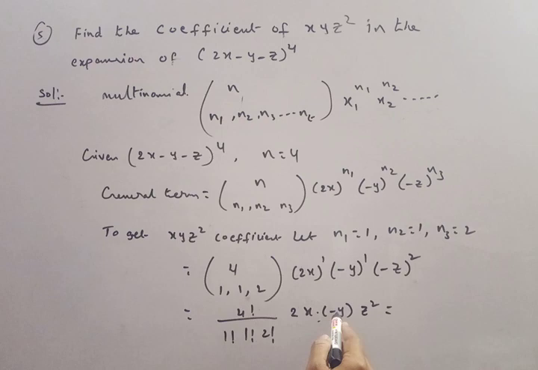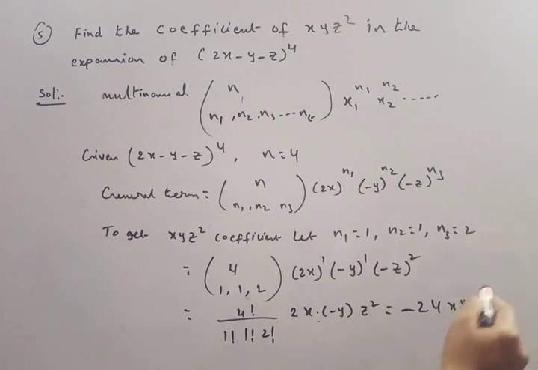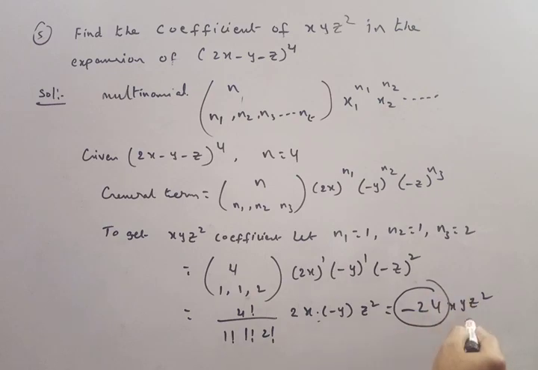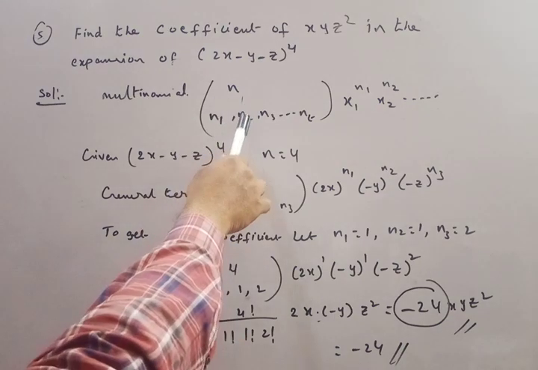So therefore, the required coefficient is how much? x y z square, we take it out, no? So 4 factorial is how much? 24 by 2 is 12. This 2 gets cancelled. Again, how much is it? Minus 24 x y z square we will get. That means the coefficient of x y z square is how much? Minus 24. Understand? Very simple it is. This is the main formula.